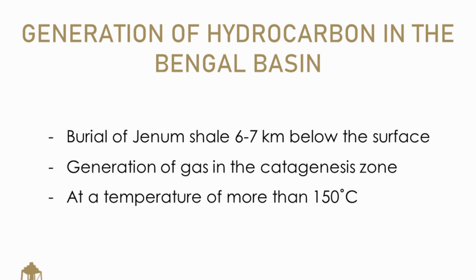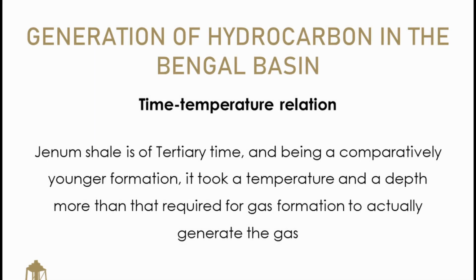The burial of Jainam shale is 6 to 7 km below the surface. The generation of gas happened in the catagenesis zone at a temperature of more than 150 degrees Celsius. Jainam shale is of Tertiary time and, being a comparatively younger formation, it took a higher temperature and higher depth, more than that required for gas formation, to actually generate the gas.